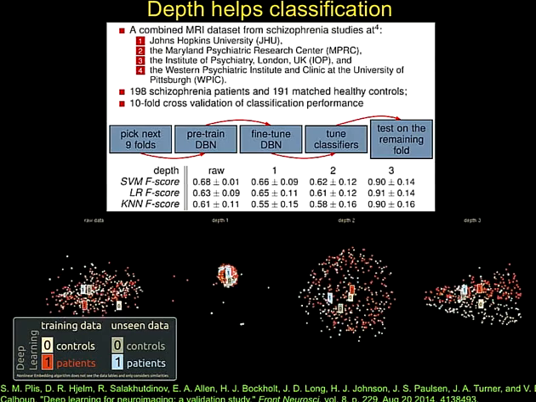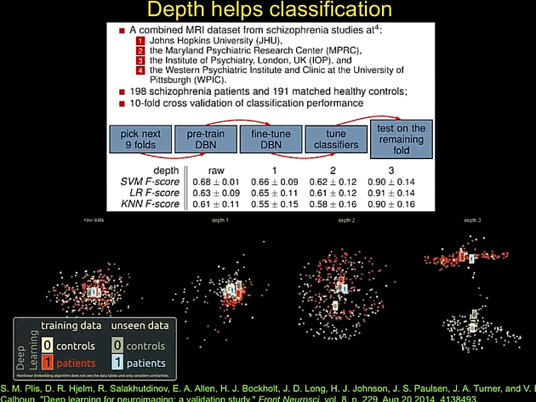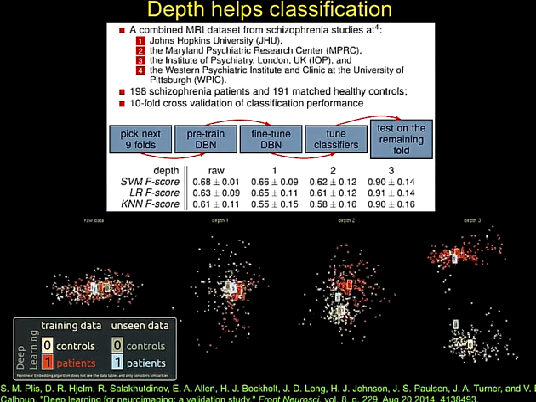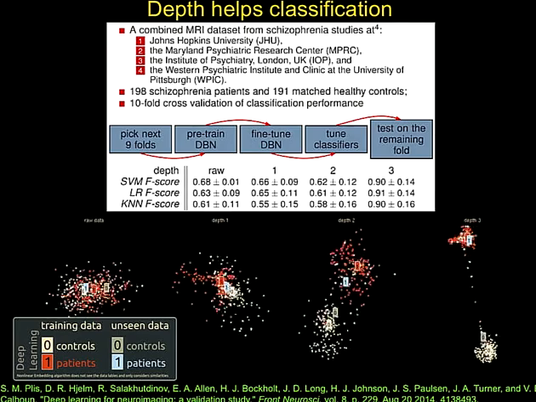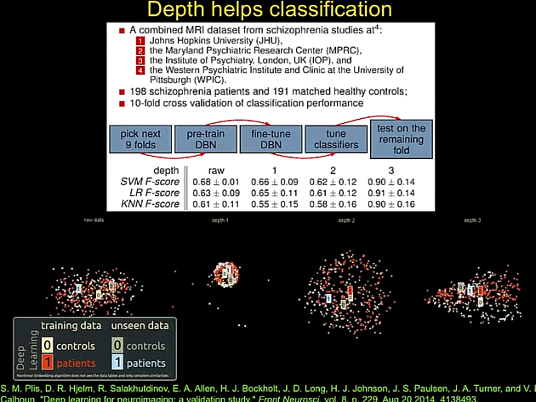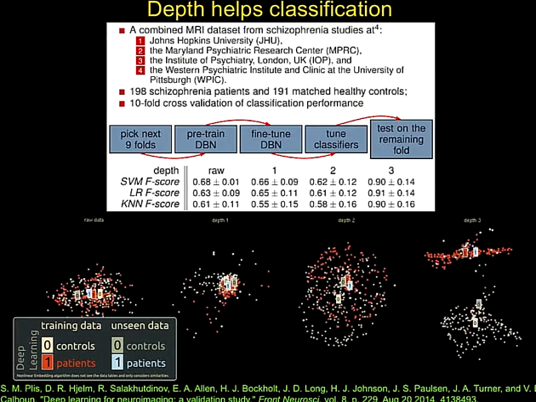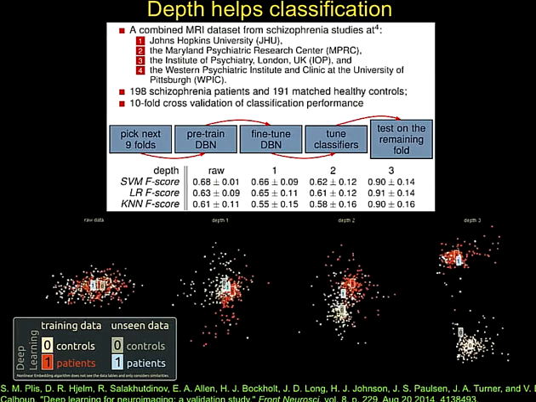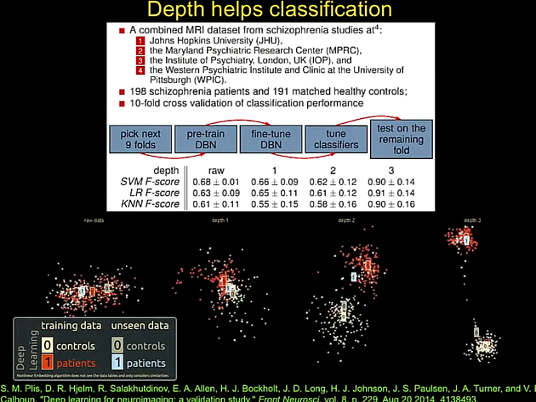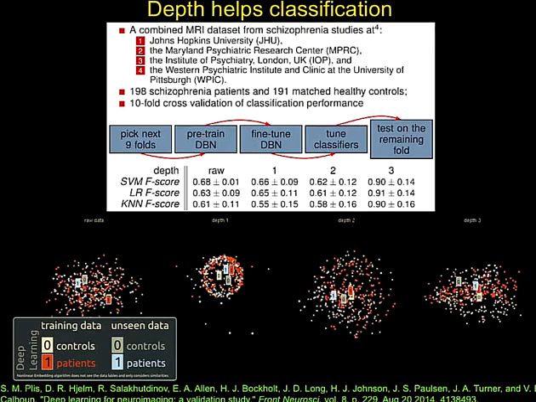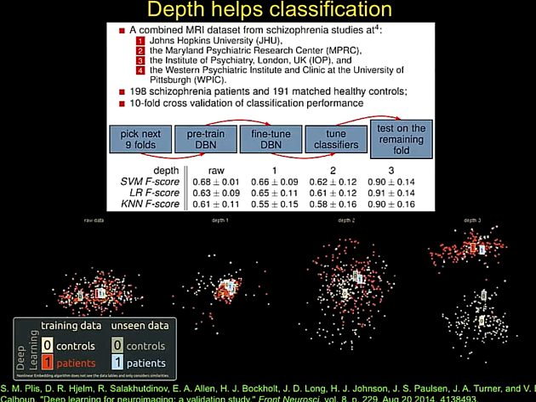Okay? We applied basically a 3-layer deep belief network to brain imaging data. This was gray matter segmentation maps, basically a voxel-wise map. Each voxel ranged between 0 and 1 percent of gray matter. We were trying to predict schizophrenia versus healthy controls. And what I'm showing you here from left to right is the raw data versus visualizing it after 1 layer, 2 layers, or 3 layers.